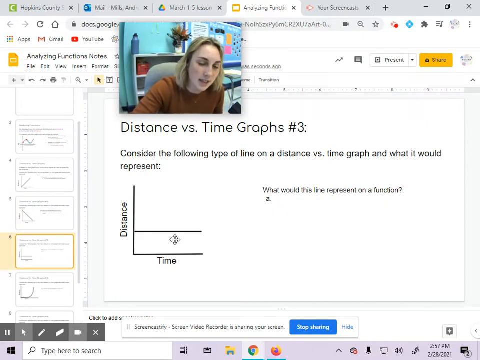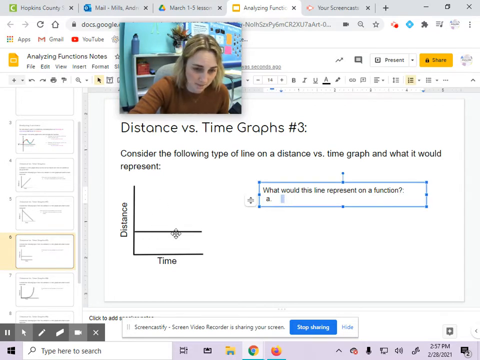Now, this graph in particular, as you can see, as time increases, distance stays the same. It doesn't change at all. So how you would describe this in particular is you would say, well, the object that is moving, it's at rest. It's not going anywhere.